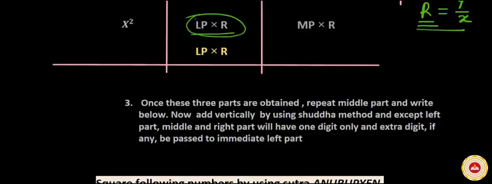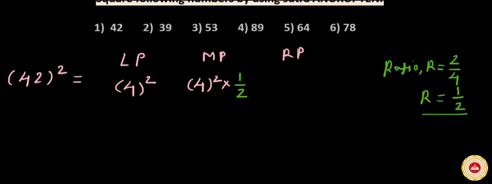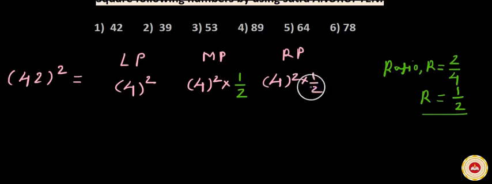What is right part? Right part is middle part multiplied by R. What is middle part? Value of middle part multiplied by ratio R. What is value of middle part? 4 square multiplied by 1 by 2 is the value of middle part. So 4 square multiplied by 1 by 2 is value of middle part, should be multiplied by ratio 1 by 2. So we have obtained the three parts.